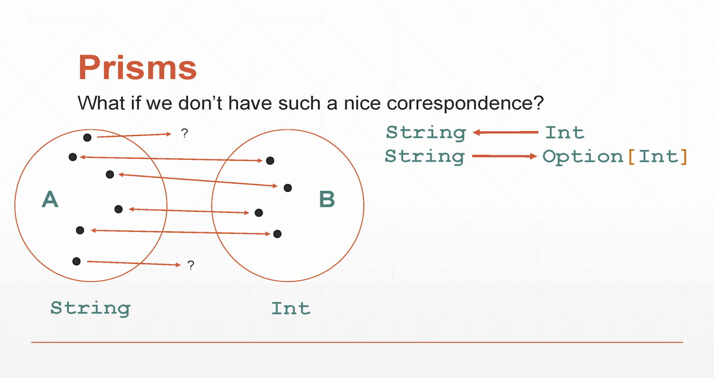So we have two functions. One from an int to a string. We can always get from an int to a string. But from a string to an int, we can't always go.